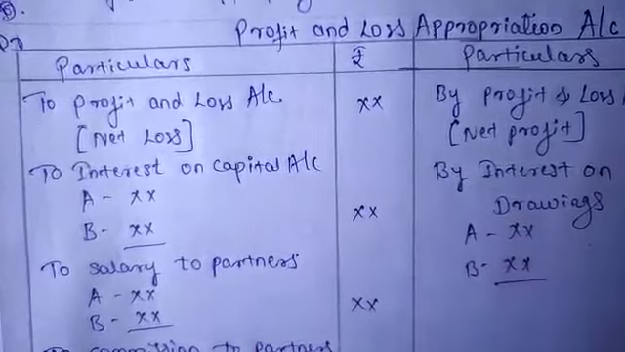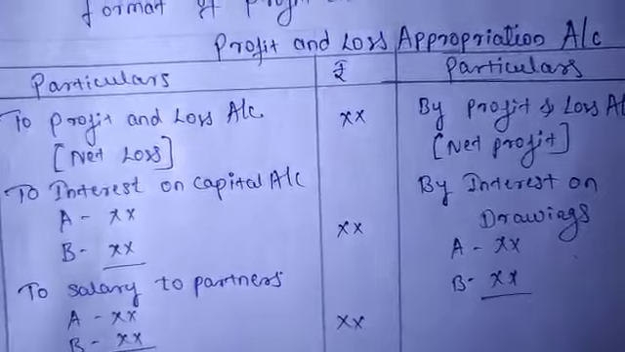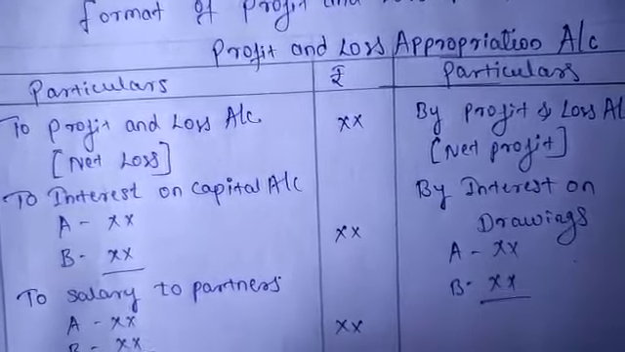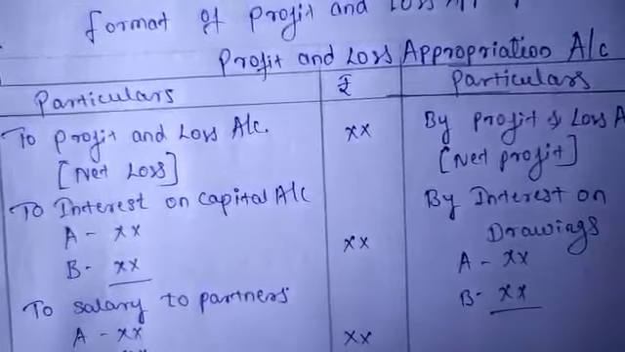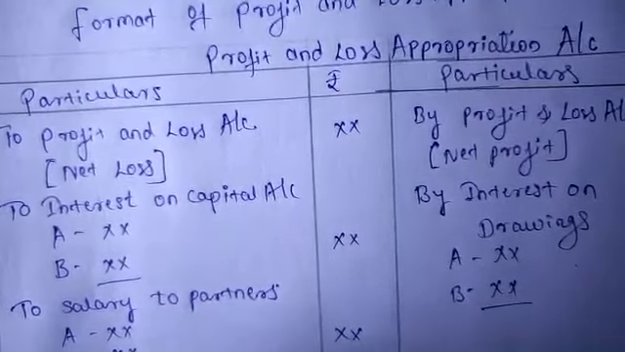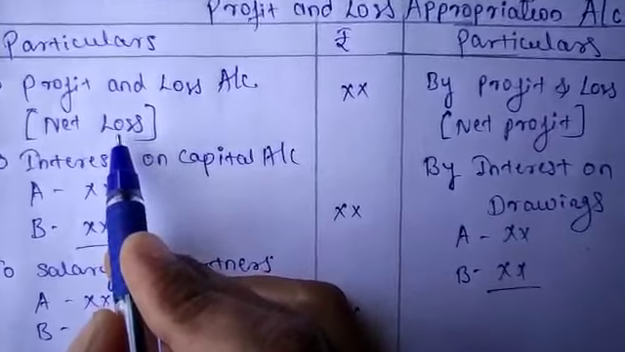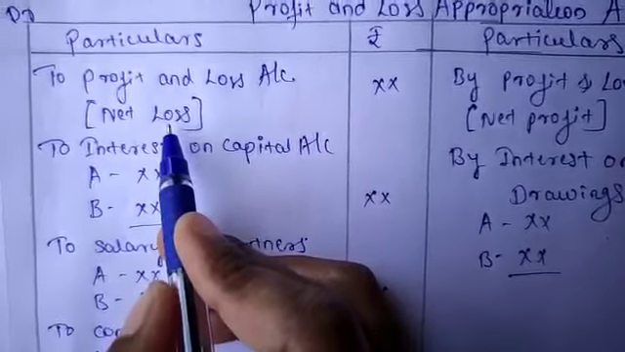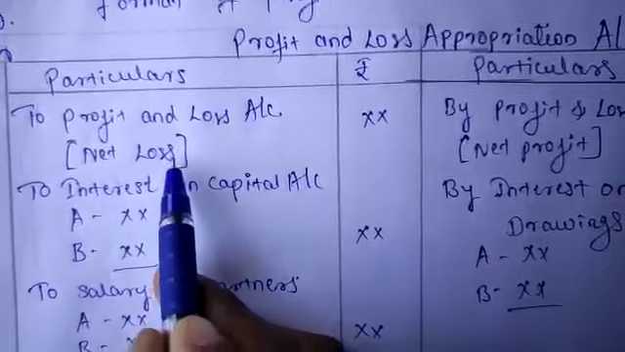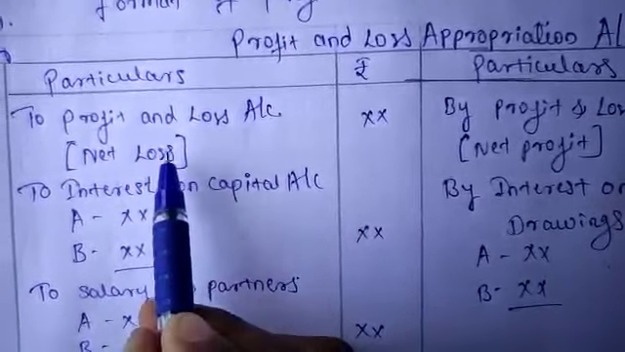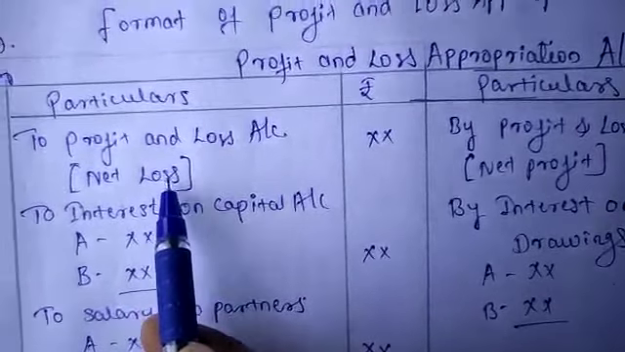Whatever fund you collected on the credit side, that total fund should be distributed to partners here. Those are the partners' expenditures. First one, net loss. It is the balance from the P&L account. Suppose you incurred a loss in the P&L account, that loss should also be distributed here, on the debit side of the P&L appropriation account. It is called net loss.